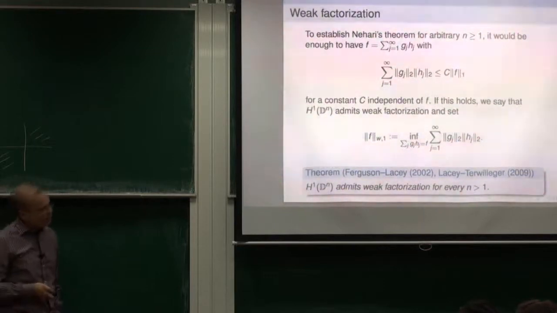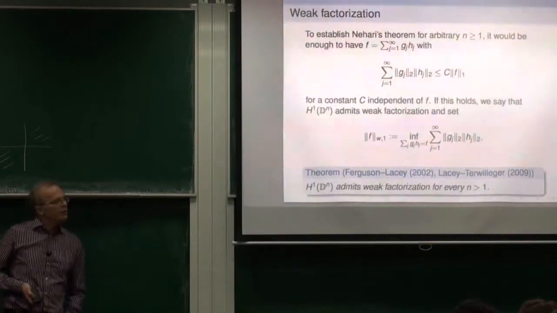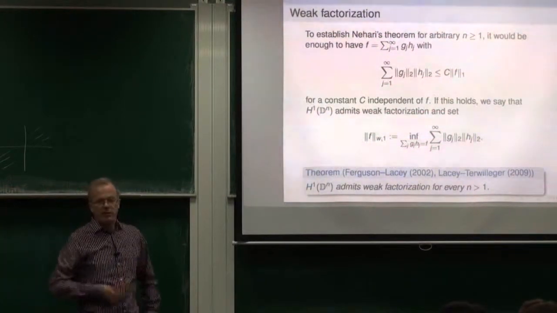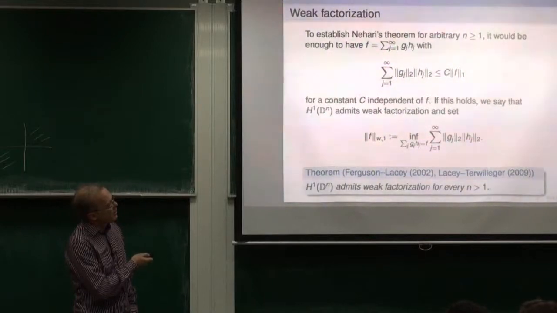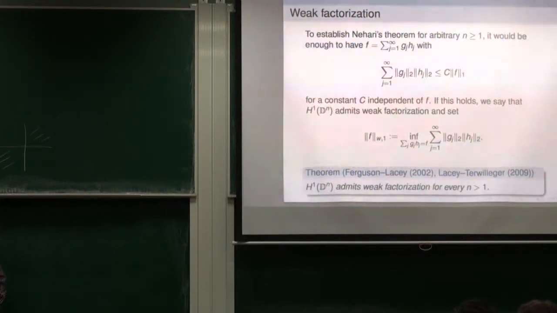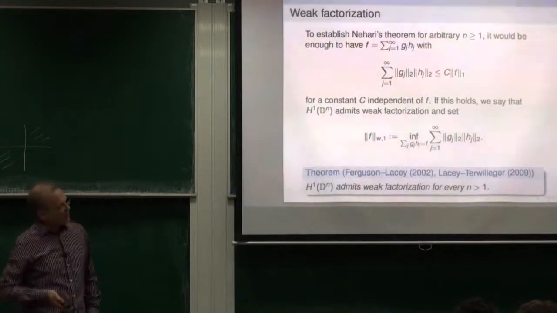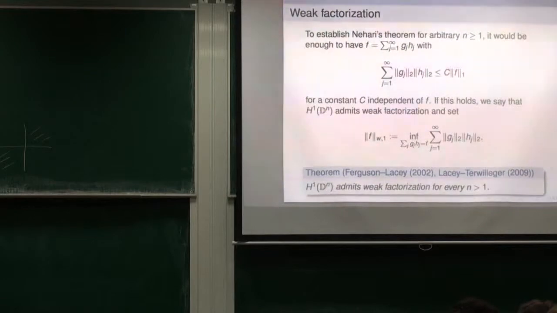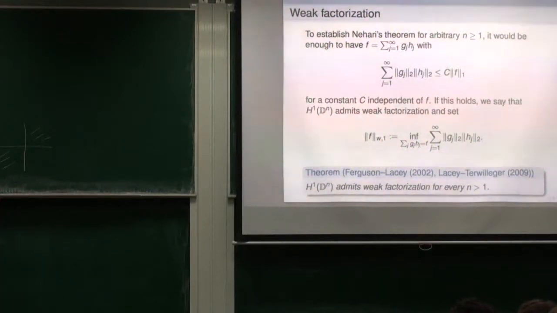If this holds, we say that H1 admits weak factorization, and we can then introduce an alternate norm for H1, which I call the weak factorization norm. So simply take the infimum over these sums, where the infimum is taken over all possible weak factorizations. And there is a great theorem by Ferguson-Lacey, that's in dimension 2, and Lacey-Terwilliger in higher dimensions, saying that yes, we can do weak factorization in H1. So Nehari's theorem carries over to higher dimensions. Well, that's very nice.